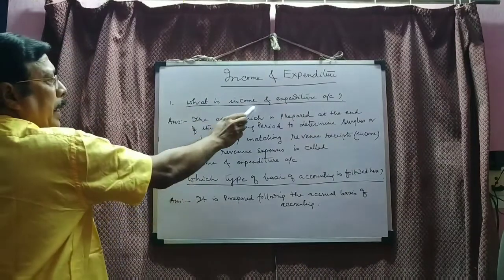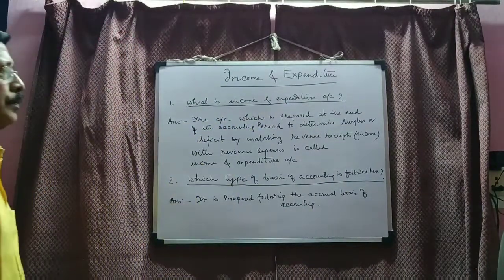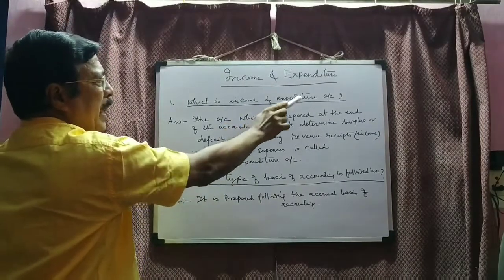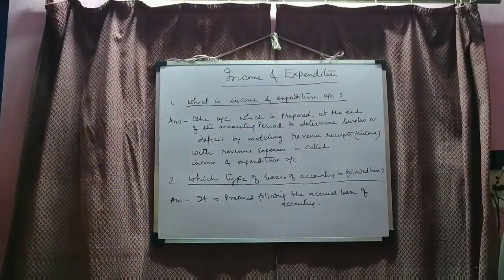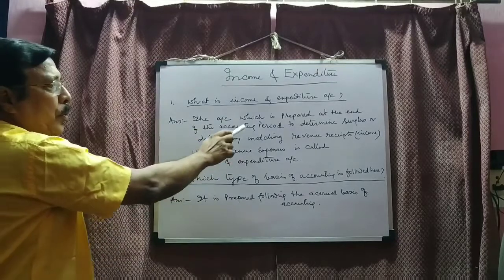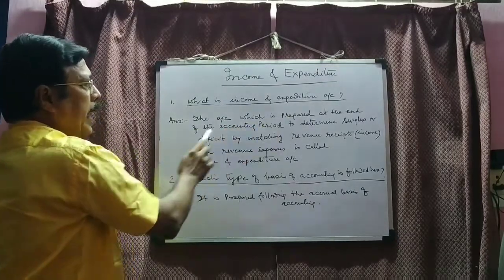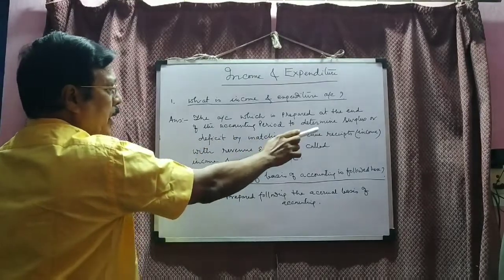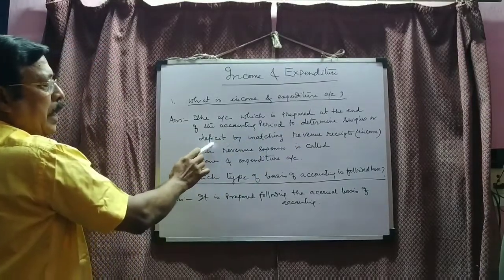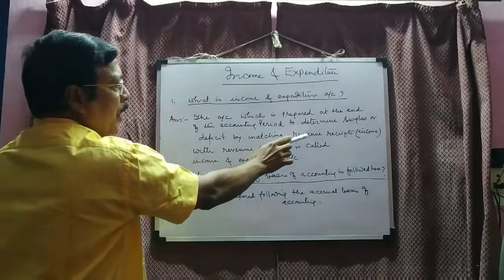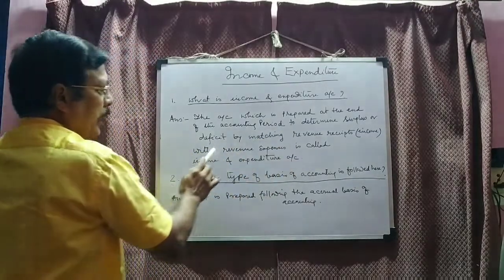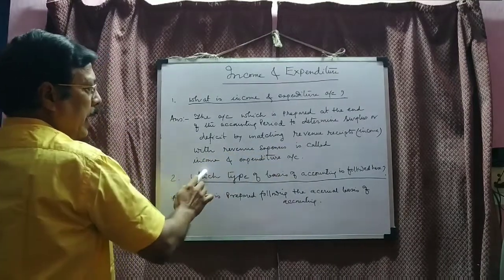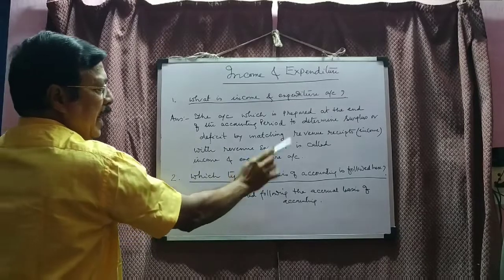what is income and expenditure account? The account which is prepared at the end of the accounting period to determine surplus or deficit by matching revenue receipts with revenue expenses is called income and expenditure account.